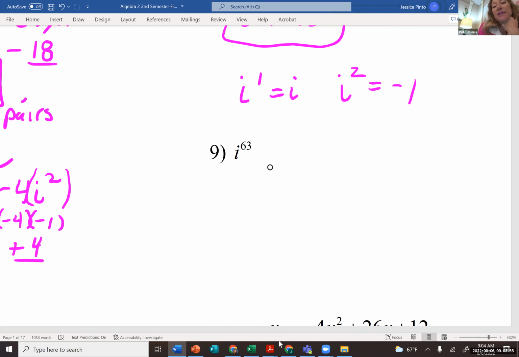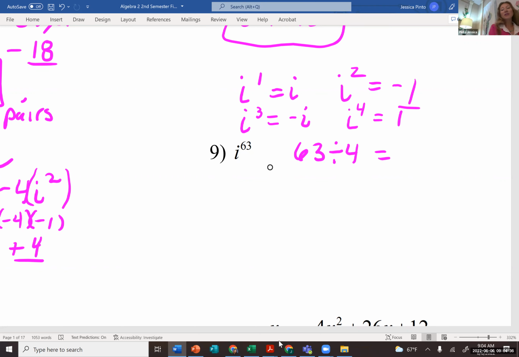So considering this, I've got i to the 63rd power. This works in patterns of 4. So I divide 63 by 4, and that's going to give me either remainder 1, remainder 2, remainder 3, or no remainder. For remainder 1, it's i. For remainder 2, it's negative 1. For remainder 3, that would come from i times negative 1, so that'd be negative i. And for no remainder, that's i to the 4th power, negative 1 times negative 1, which is positive 1.